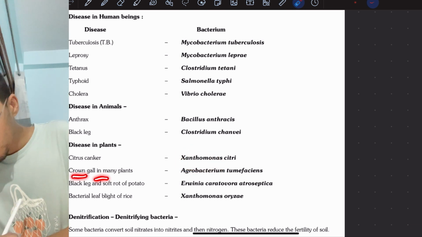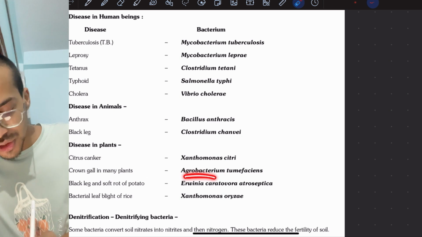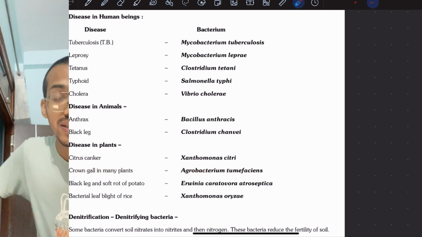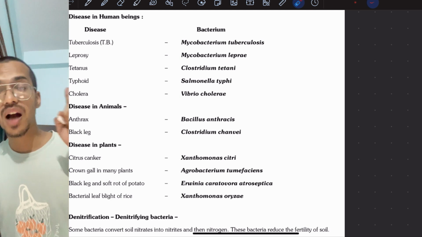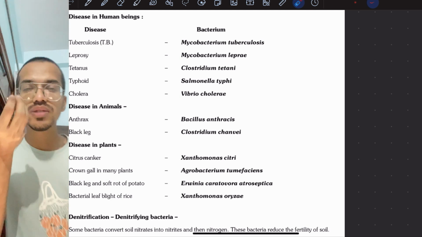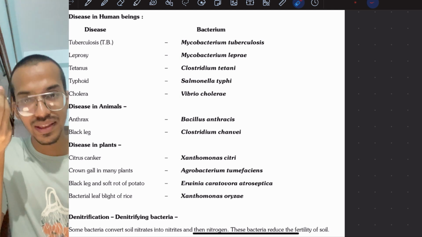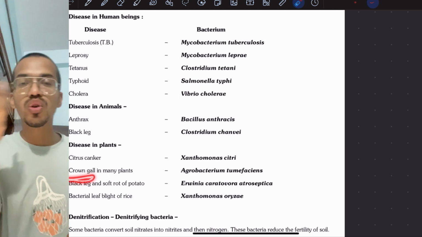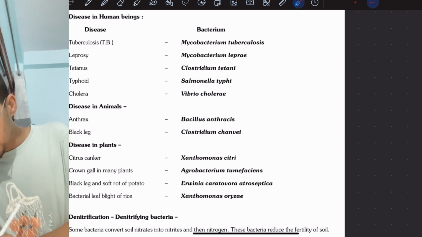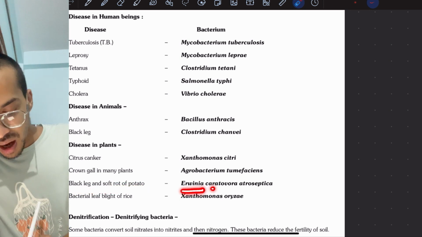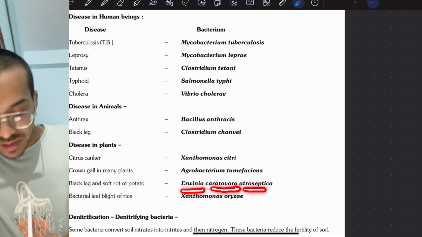Then crown gall in many plants. This is Agrobacterium tumefaciens. Remember this, Agrobacterium tumefaciens. It will come up again in 12th class. Here you have to remember that it causes tumor-like growths in the plant roots. That tumor is the crown gall. Then black leg and soft rot of potato, that is Erwinia carotovora atroseptica.